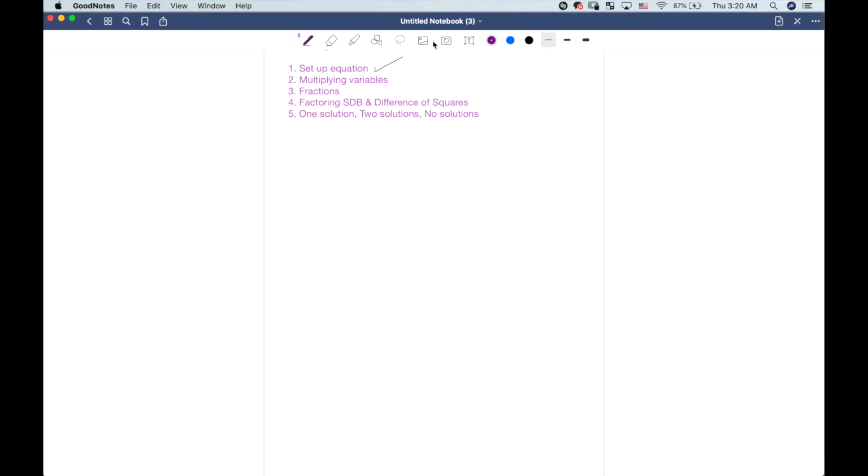Multiplying variables. This is something that a lot of students still get confused with. When you're multiplying variables, let's say x times x, you have to add the exponents. So 1 plus 1 is 2, so x times x is x squared. Now, when you're adding variables, that's different. When you're adding variables, you add the coefficients. So 1x plus 1x is 2x.